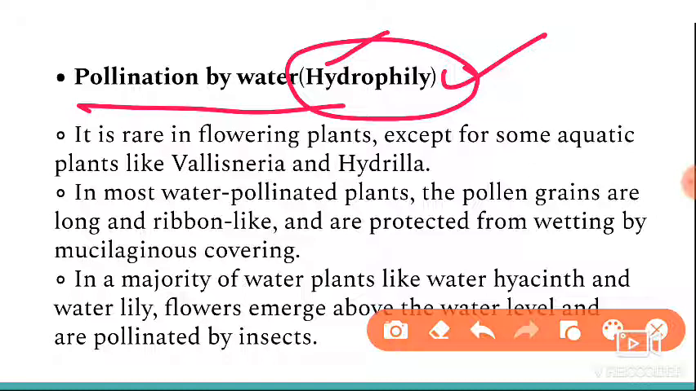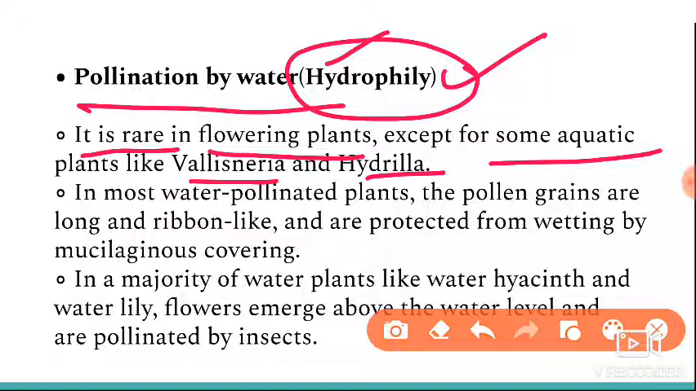Usually in aquatic plants this pollination occurs, but the majority of angiosperms are terrestrial. Only a few of the flowering plants are aquatic. Examples given here are Vallisneria and Hydrilla. Here the sentence: it is rare in flowering plants, except some aquatic plants like Vallisneria and Hydrilla. In these cases, pollination usually occurs by water.